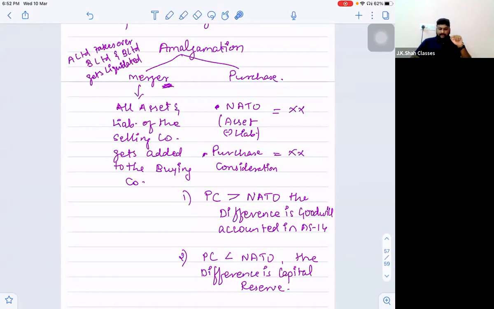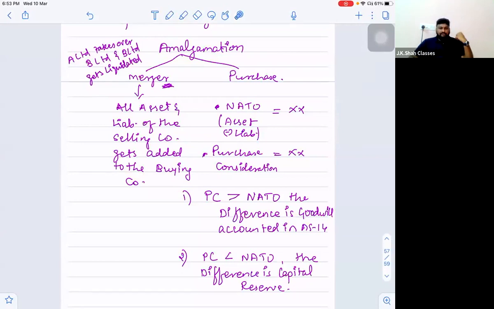For example, the assets that we take over of that company, which is called NATO, net assets taken over, that is nothing but assets minus liabilities. Net assets taken over is the value of the company. And purchase consideration is what you pay from your pocket. Generally, the assets and liabilities are valued at the market rates. So it is possible that you may either pay them extra or pay them a lesser amount.